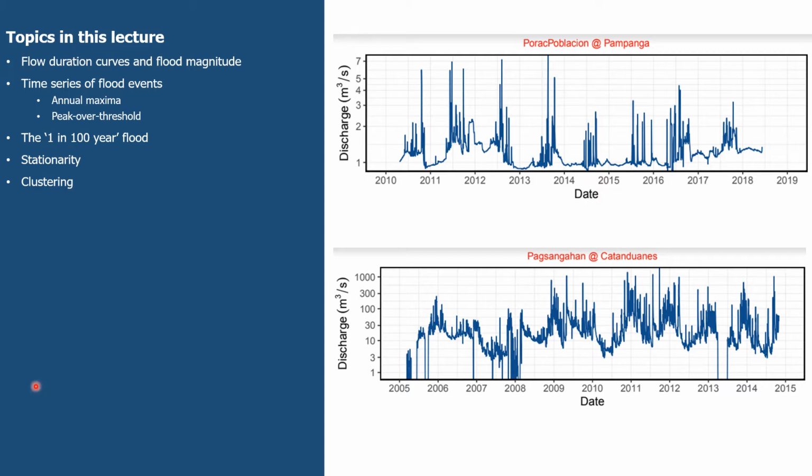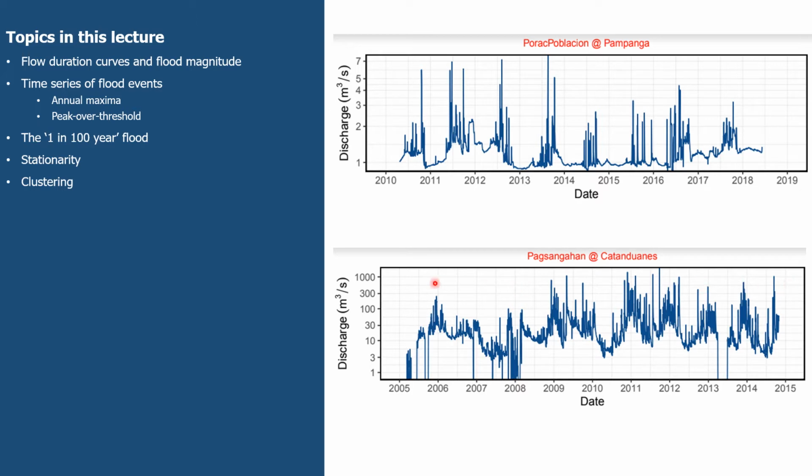In the two examples on the right here, we have in the top one a very small river, only going up to 7 cubic meters per second, showing very short-lived flood events in response to rainfall, storms, maybe typhoon events, and in some years no significant events at all, whereas in others we get little groups of events. And then in a much bigger river here, where the flows go up to 1,000 cubic meters a second, in some years without high flow events, some years with them clustering together.